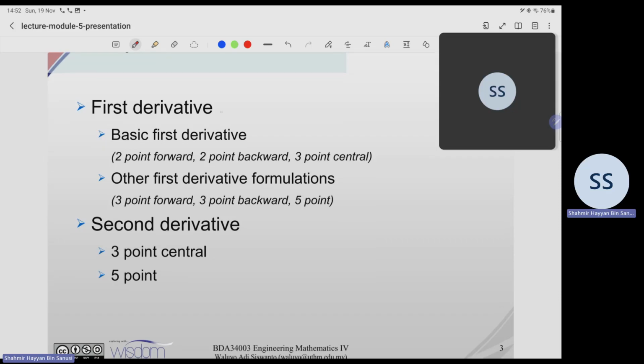So as I mentioned earlier, we have the first derivative of first order, which is y prime x. We're going to use 2-point forward, 2-point backward, and 3-point central. The other first derivative formulations, such as 3-point forward, 3-point backward, and 5-point, will not be covered. It's not within our scope. And second, we're going to solve the second derivative or second order, which is y double prime x, by using the 3-point central and 5-point methods.